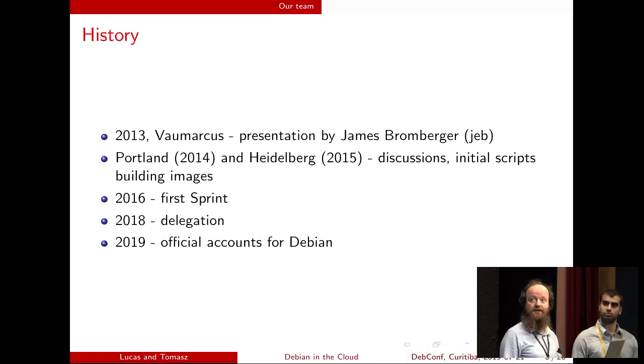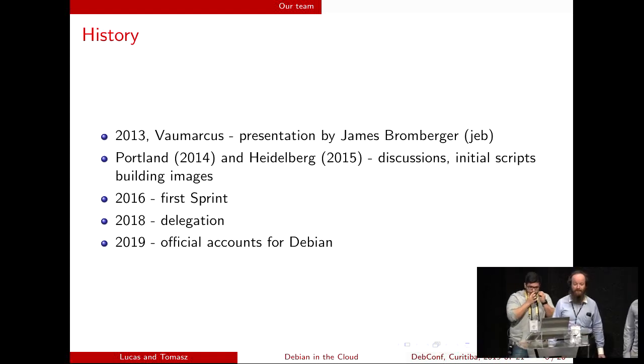After one of the sprints, our last sprint, our team got delegated because we decided it was a good time and a good idea to have it formally set up. And in 2019, again as a result of discussions during one of the sprints, we worked with SPI to create official Debian accounts in the clouds managed by SPI with total legal protection and so on.